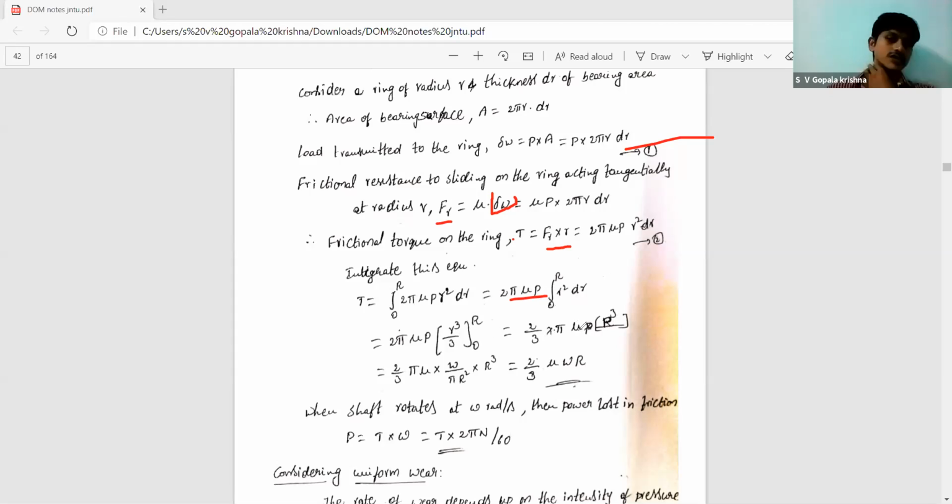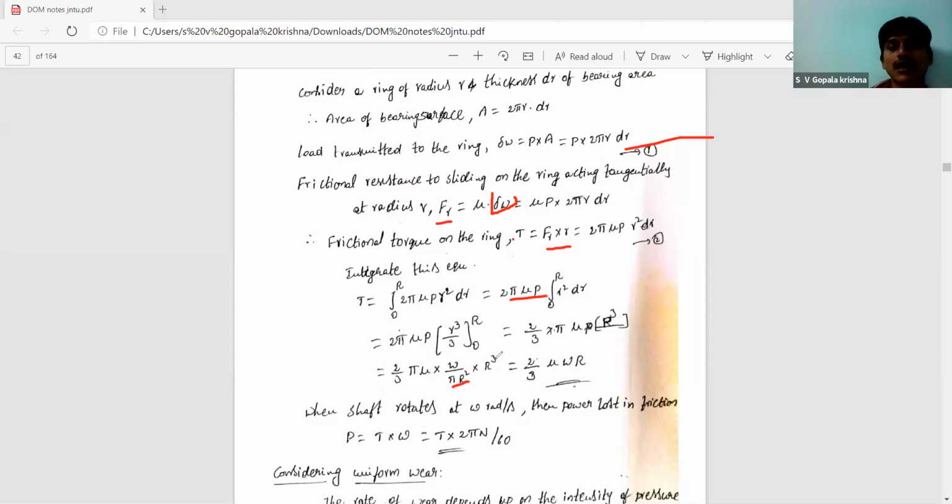So in the torque we have mu and P. P was already calculated earlier. What is the value of P? In the earlier derivation it is W by pi R square. Substituting that here, we get 2/3 pi into mu into W by pi R square into R cube.